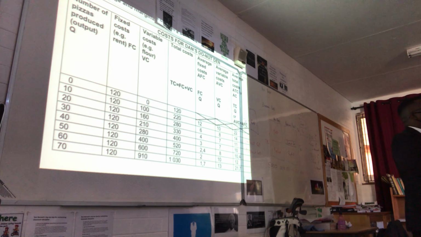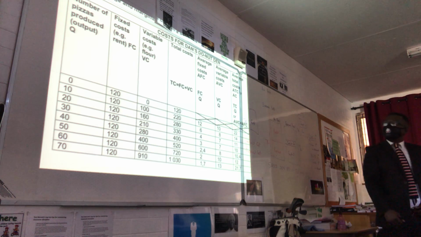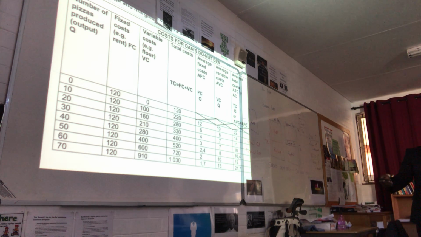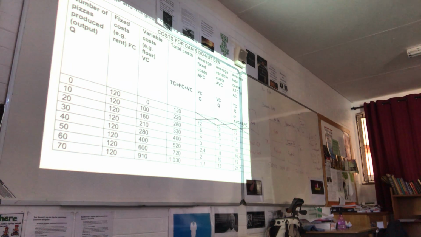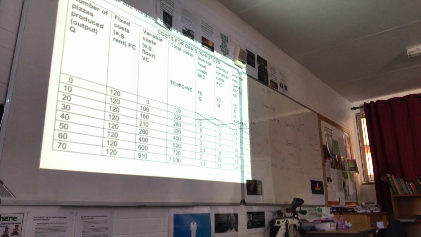Yes, sir. So your average variable cost starts from 10 and then goes down slightly and then goes back up. Because it starts from 10, 8, 7, 7. Very good observation, okay? And we'll have a look at why this happens. But look at your average variable costs. They start going down, they get to a point where they've sort of equalized, and then they start increasing again. Okay? Look at your average total cost here. It also goes down, then starts increasing again.